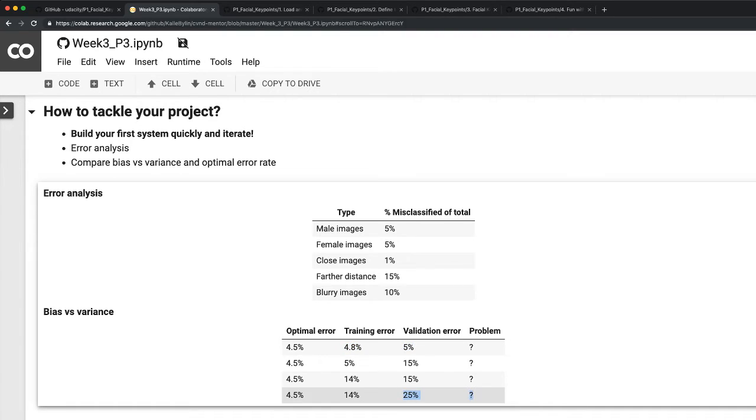And down here, we have a high training error and an even higher validation error. So this one has both high bias and high variance.